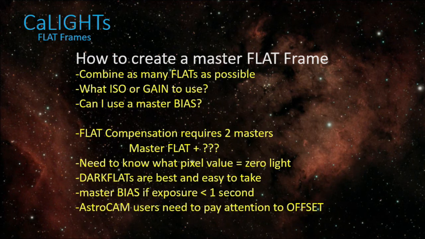Some astrophotographers will say that your flat frames should be taken at the same ISO or gain as your light frames. Others will say that a master bias frame can be used in place of a dark flat as long as the ISO or gain is the same. What is important to understand is that the flat compensation of your light frames requires 2 master frames. One of them has to be the master flat. The other master frame is required so that the flat compensation logic knows what pixel value in your master flat corresponds to 0 light.